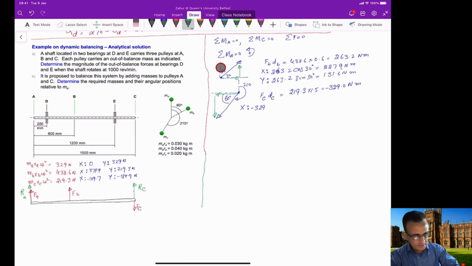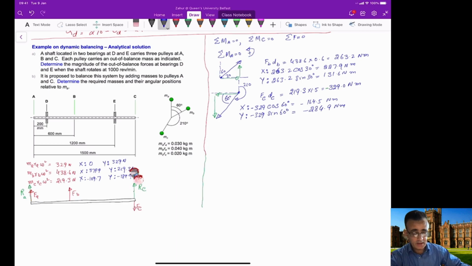Okay, so the X component is 329 cos of 60 degrees. So it will provide you with a value of minus 164.5 Newton meter, and the Y component will be minus 329 sine of 60, which is going to be minus 284.9 Newton meter.